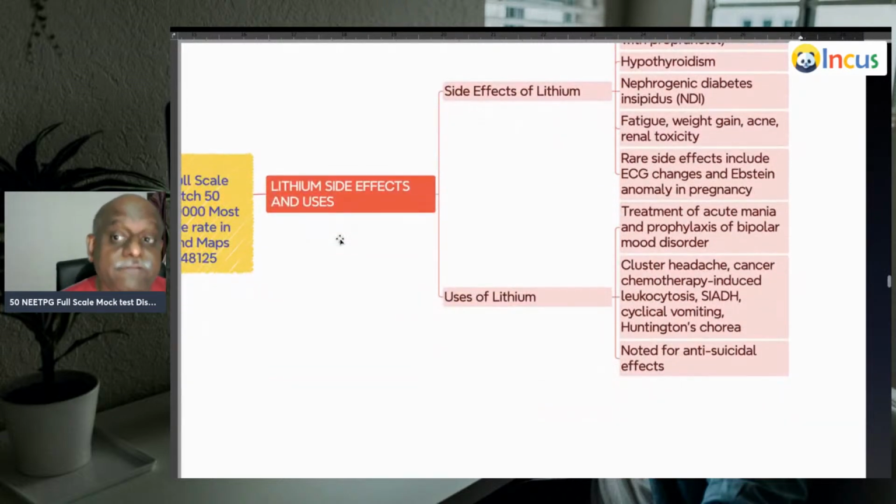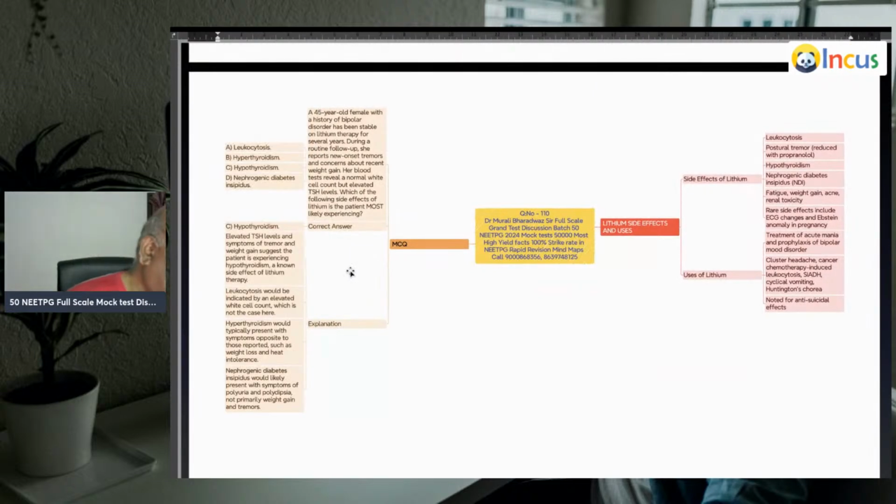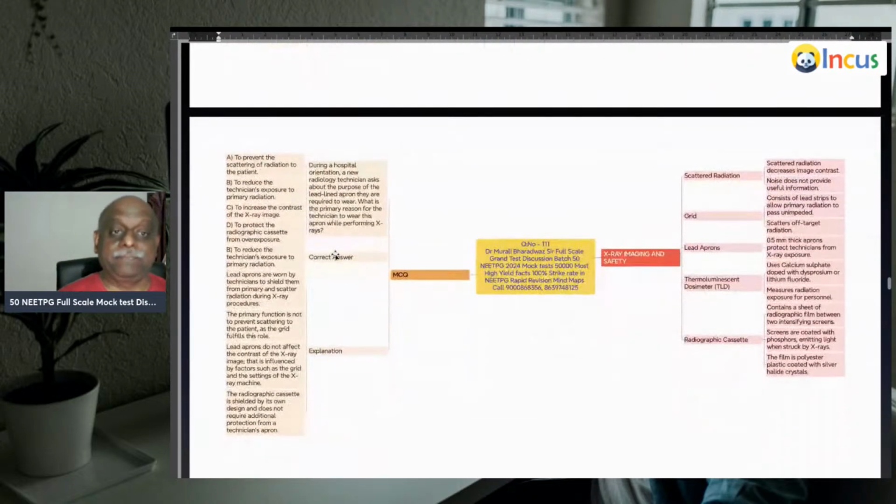And what are the uses of lithium? Acute mania, prophylaxis of bipolar mood disorder, cluster headache also, chemotherapy-induced leukopenia we use lithium, SIADH lithium, cyclical vomiting lithium is used, Huntington's chorea it is used, and it has an anti-suicidal ability, is what you need to remember.